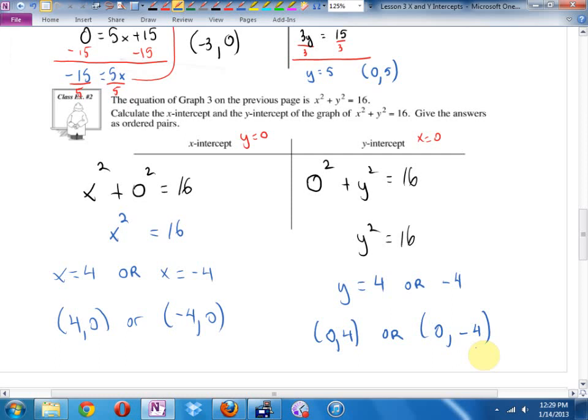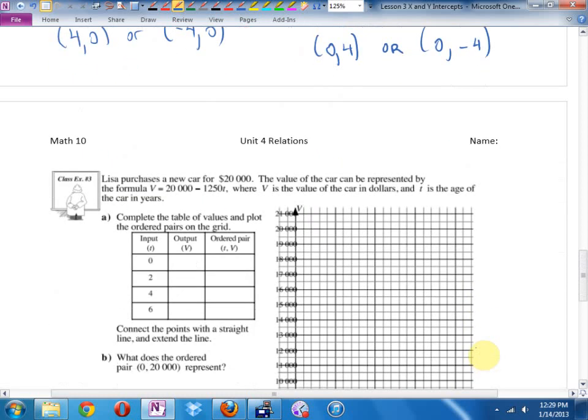How do I find an x-intercept? Put a 0 in for y. How do I find a y-intercept? Put a 0 in for x. And then solve them carefully. Turn the page.